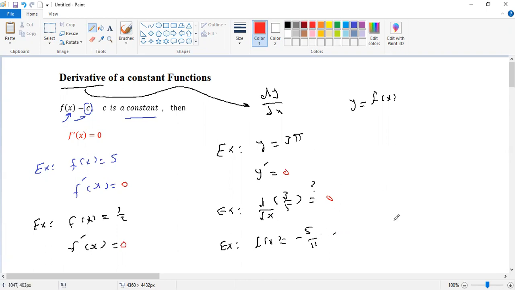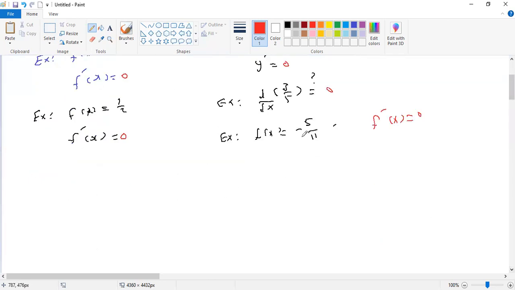Another example, let us say f(x) is equal to minus 5/11. So what is the f prime? So the f prime of x equals 0. Why? Because it is always negative 5/11.